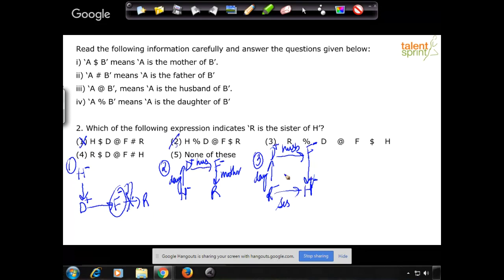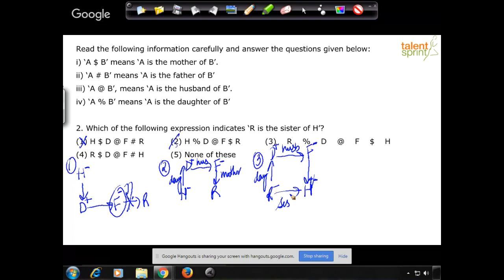Now, since they have the same mother and father, they will share the relationship of brother and sister. The question is independent of the gender of H, because we have to tell whether R is the sister, and whether H is her brother or sister, R will be the sister to both of them. Therefore, yes, the third expression does tell us that R is the sister of H.